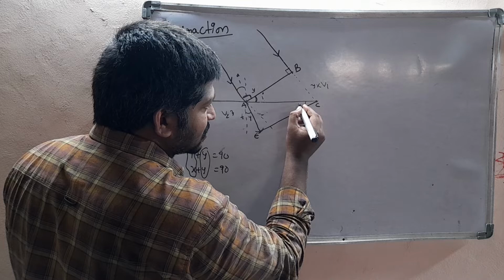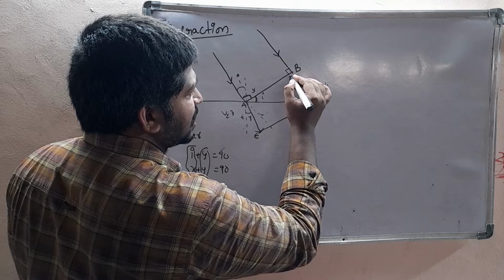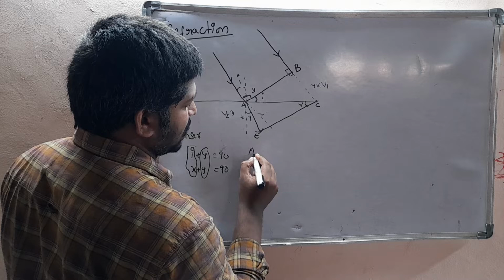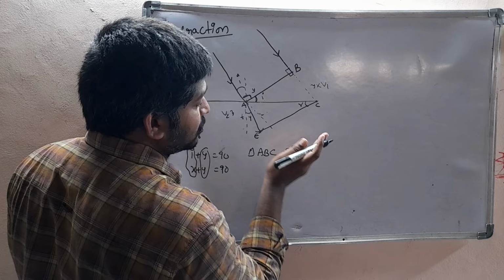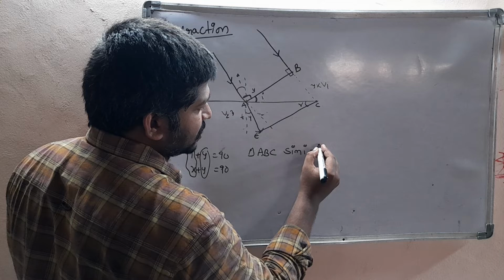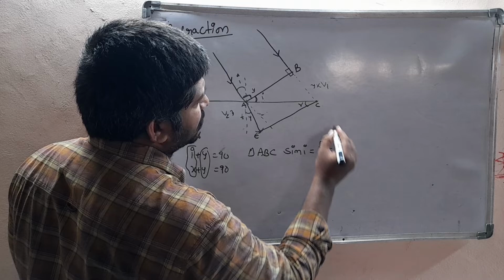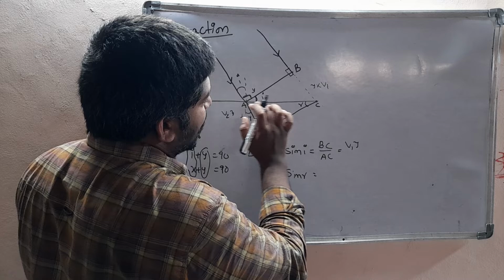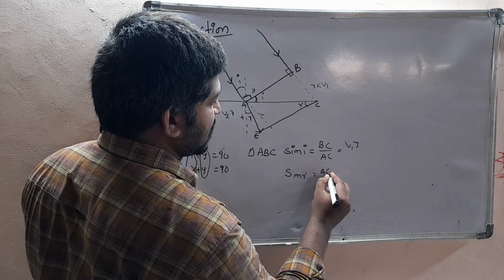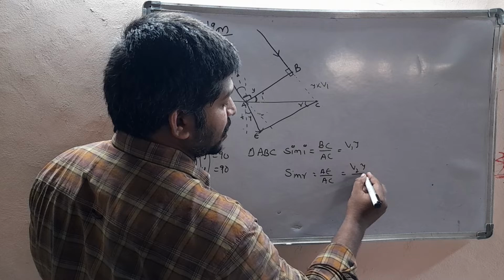I will apply sine functions, because it is a right angle triangle. From triangle ABC, sin I is equal to opposite side by hypotenuse. Here the opposite side is BC and the hypotenuse is AC. BC is nothing but V1 tau. Then sin R: opposite side by hypotenuse, that means AE by AC is equal to V2 tau by AC.